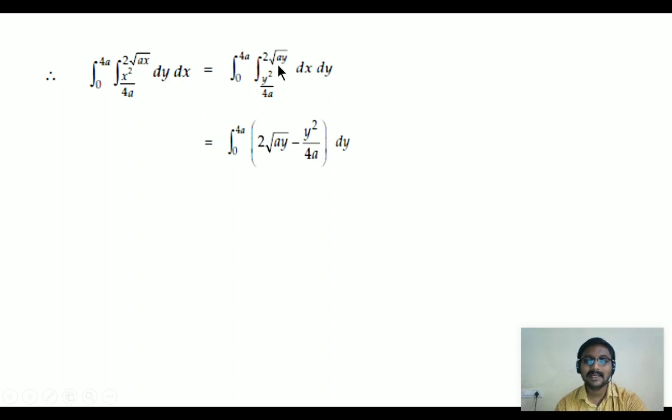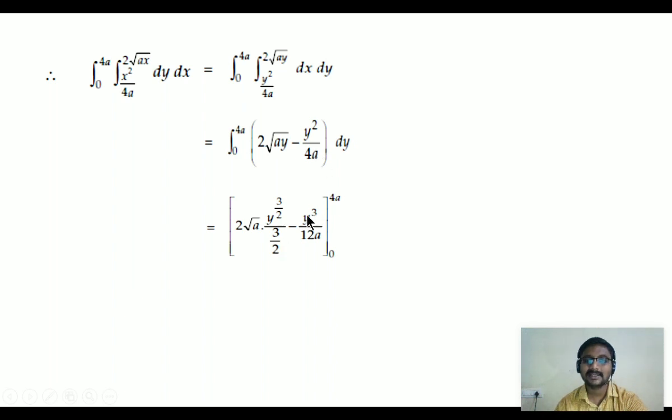Now clearly the double integration sum becomes a single integration. Now we have to solve this single integration. Integrating with respect to y, 2 root a is constant and root y, root y means y power 1 by 2. Y power 1 by 2 integration is y power 1 by 2 plus 1 over 1 by 2 plus 1, that is y power 3 by 2 by 3 by 2.